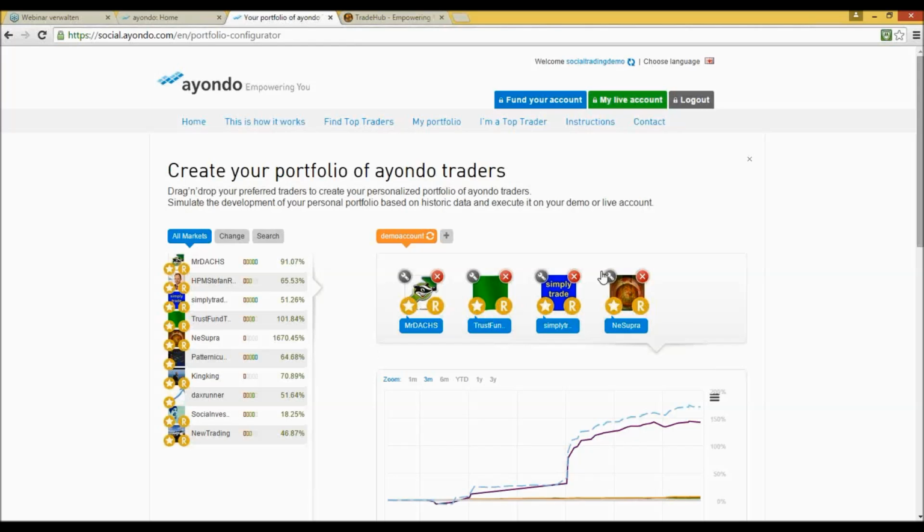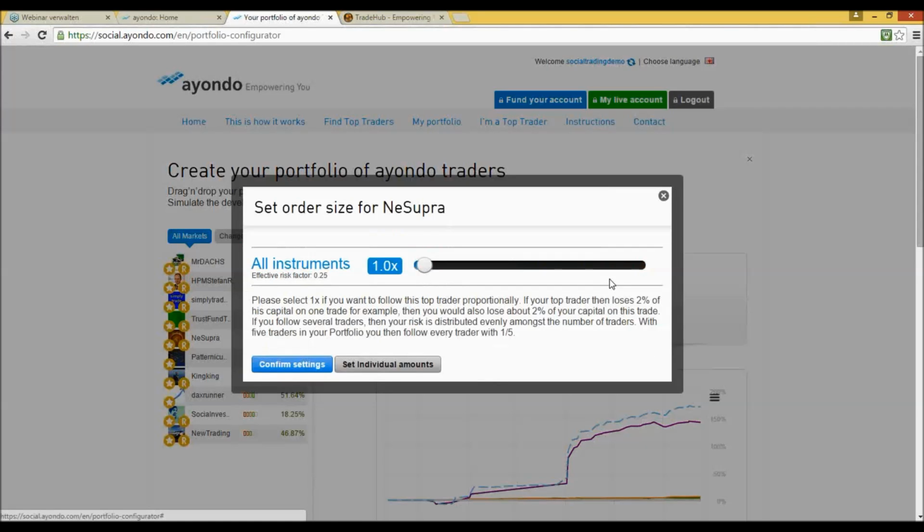What we have here on these top traders is a little spanner. These spanners represent the individual trading preferences of the trader that you're following. Just for example purposes, we're going to select that spanner for any Supra. Once we click on that, we'll get given what almost looks like a sliding scale, starting from 1 times, going down to 0.5, going all the way up to 10. This shows the risk factor we're following the trader with. At the moment, by default, we'll be following each of these traders with 1 times risk.